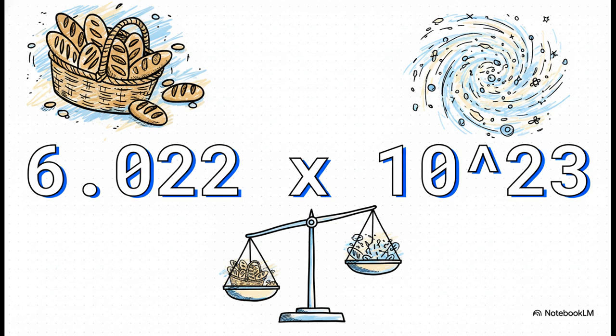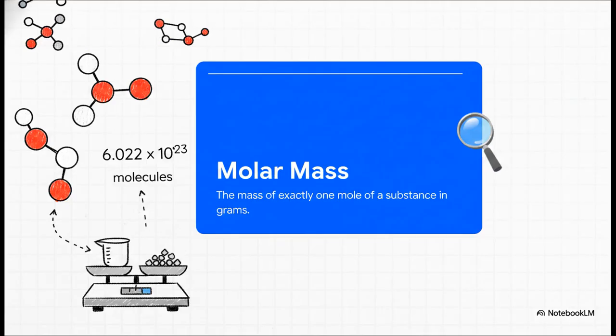Well, meet Avogadro's number, 6.022 times 10 to the 23rd power. Chemists call this a mole. Honestly, just think of it like a baker's dozen, but on a cosmic scale. It's simply a massive counting unit designed to group these microscopic atoms into a batch large enough for us to actually work with. And that leads us perfectly into molar mass, which is just the mass of exactly 1 mole of a substance, weighed out in grams.